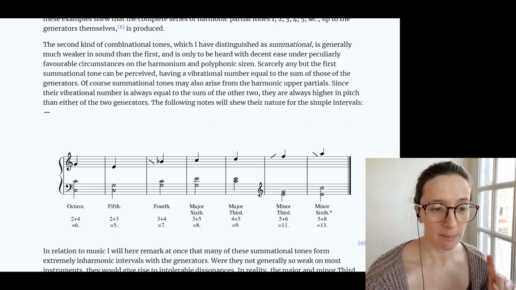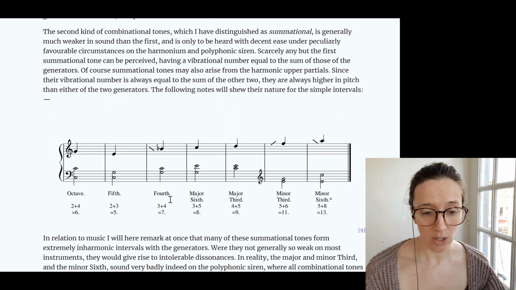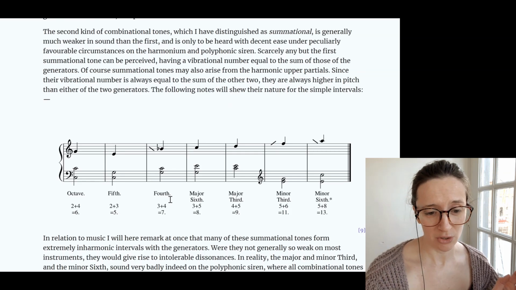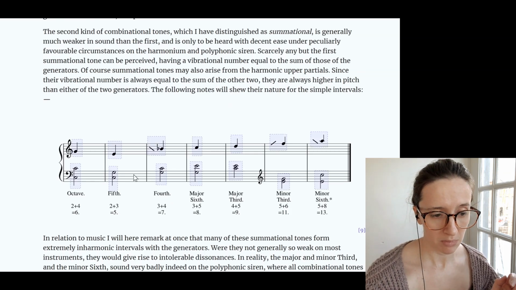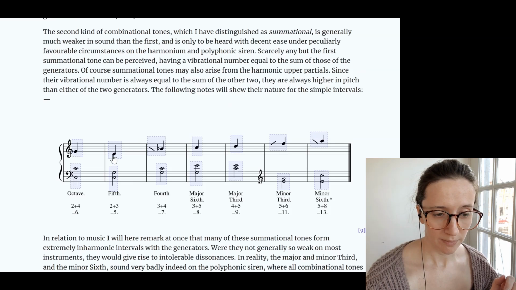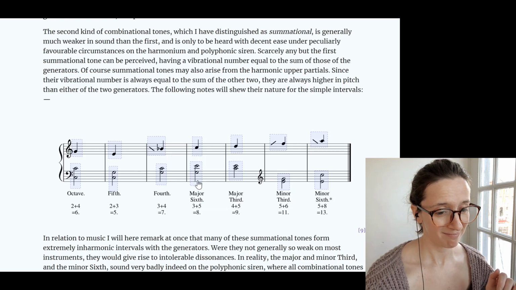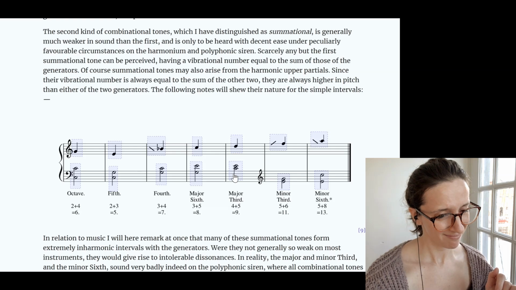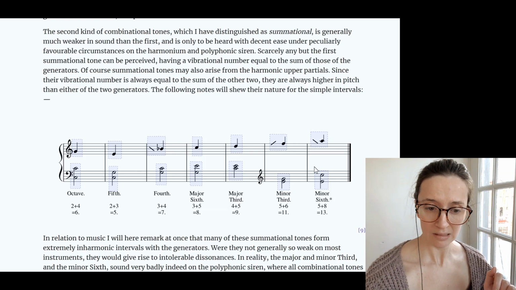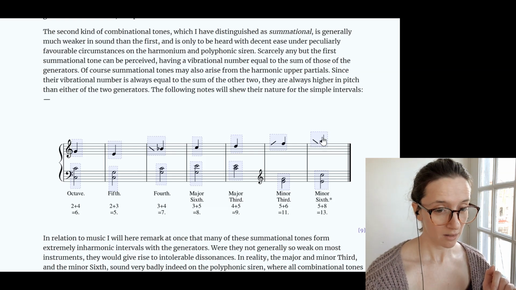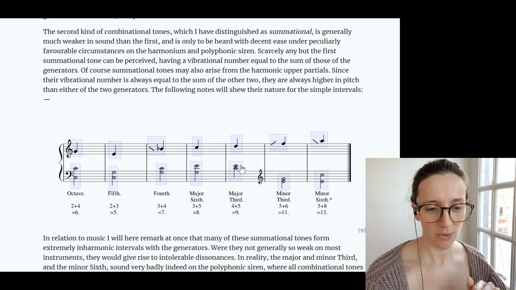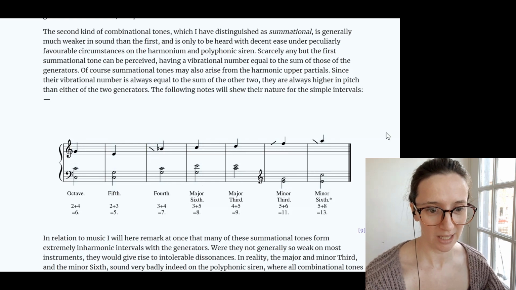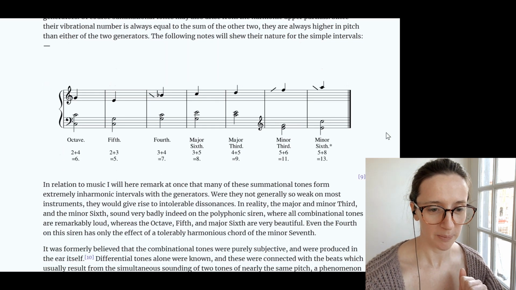Now moving on to summational tones. These are weaker, and really only the first order can be heard. And you can hear some of those summational tones are not as harmonic as the differential ones were.